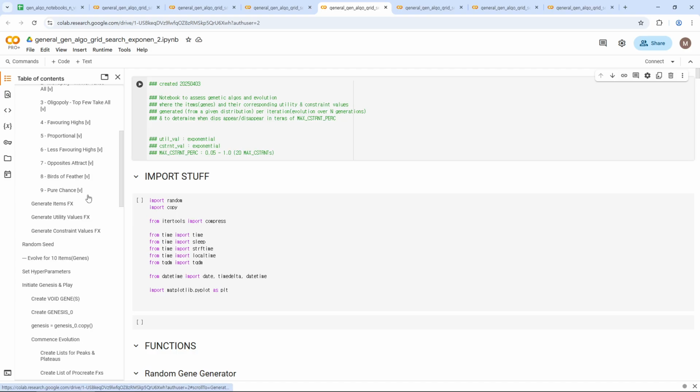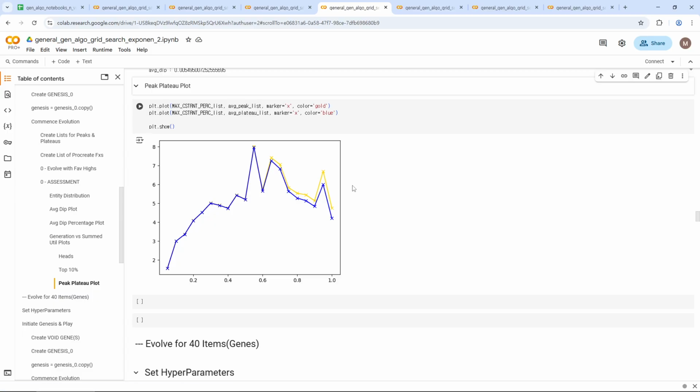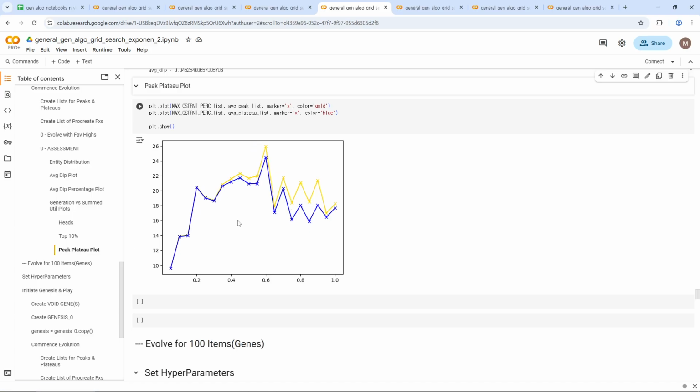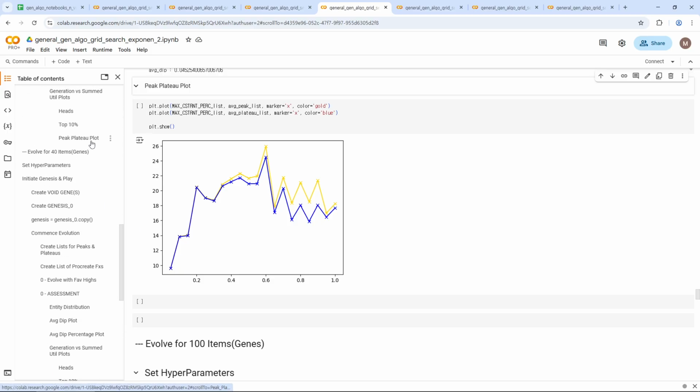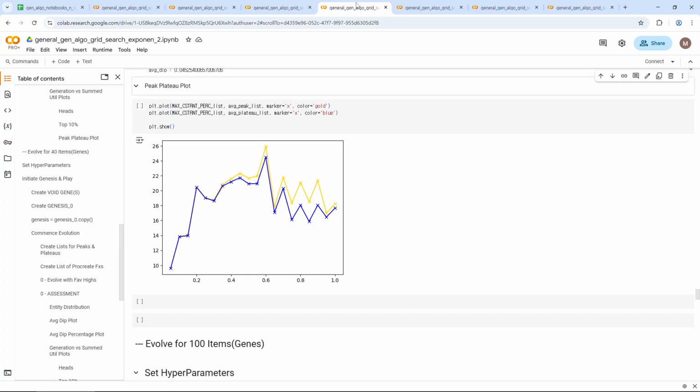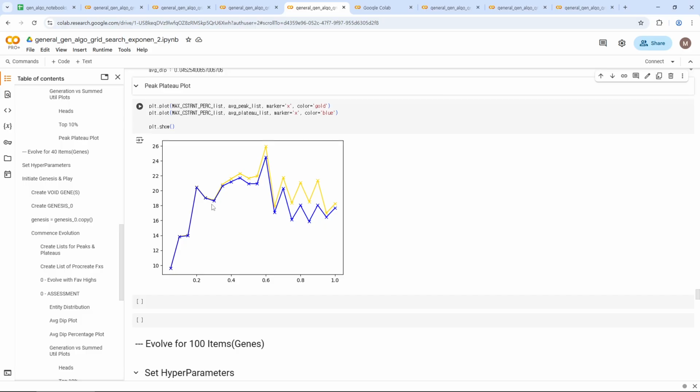And exponential distribution, peak plateau plot for 10 items, just keep this in mind. 40 items, okay, kind of all over the place. No, this is exponential too. Normal, log normal, uniform. Why do I have this? This is my bad. See, I knew this was wrong, because if the peak plateau plot keeps jumping about like this, this is not usually right.